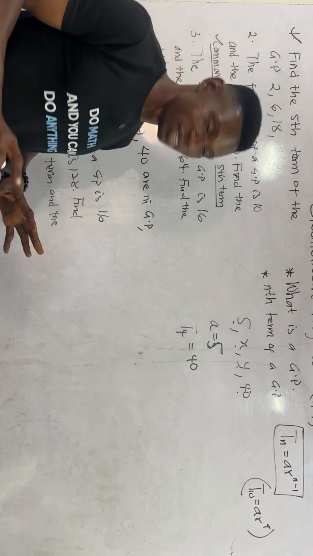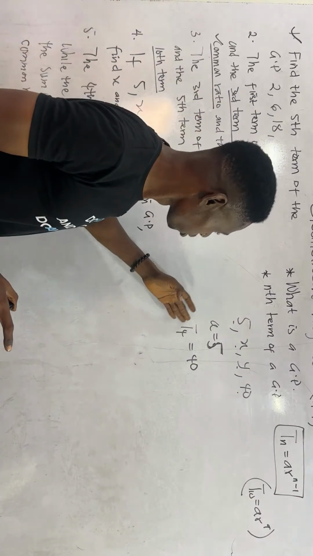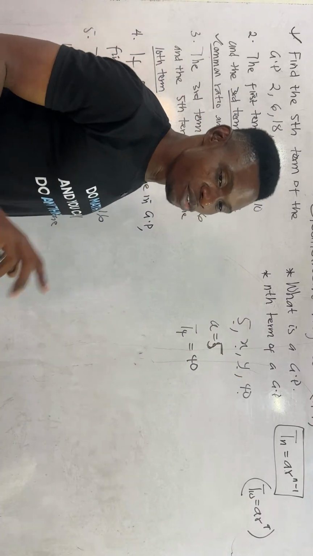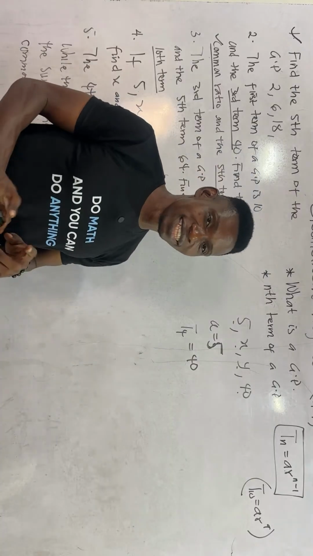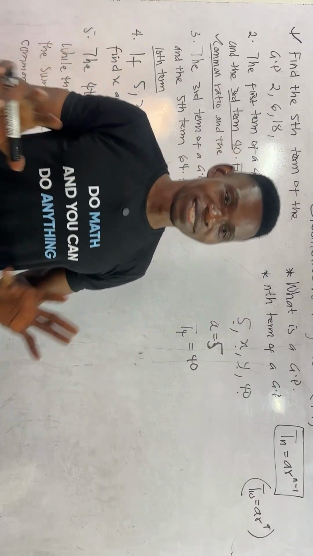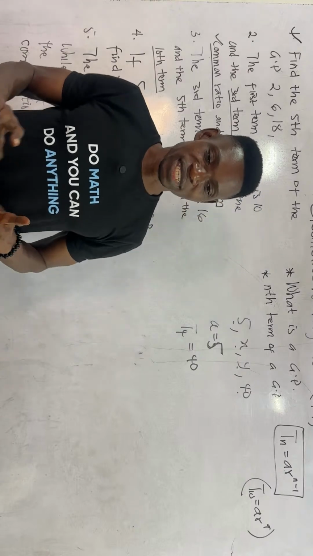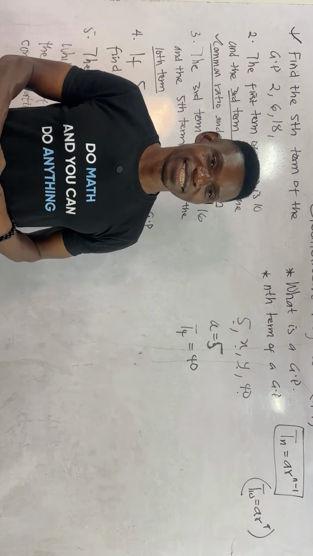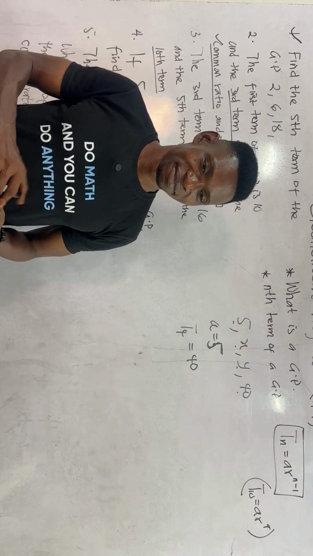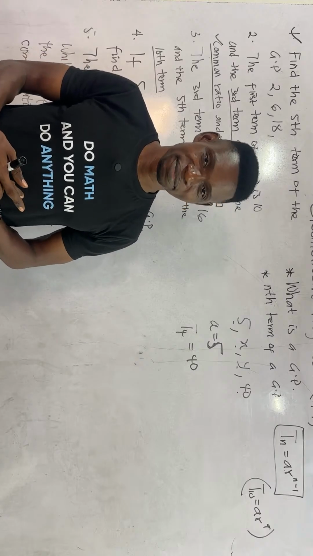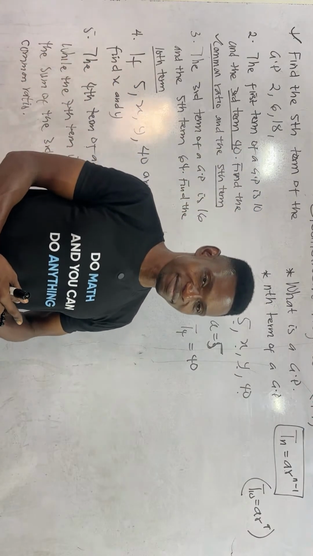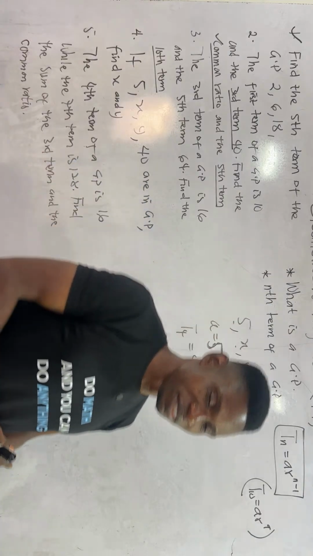Do you understand what I've just done? The first term is 5 and the fourth term is 40. If you understand how I got these values, can you indicate I understand? Let me be sure that we're on the same page. If you understand, just indicate that you understand. Yes? So let me read chat.